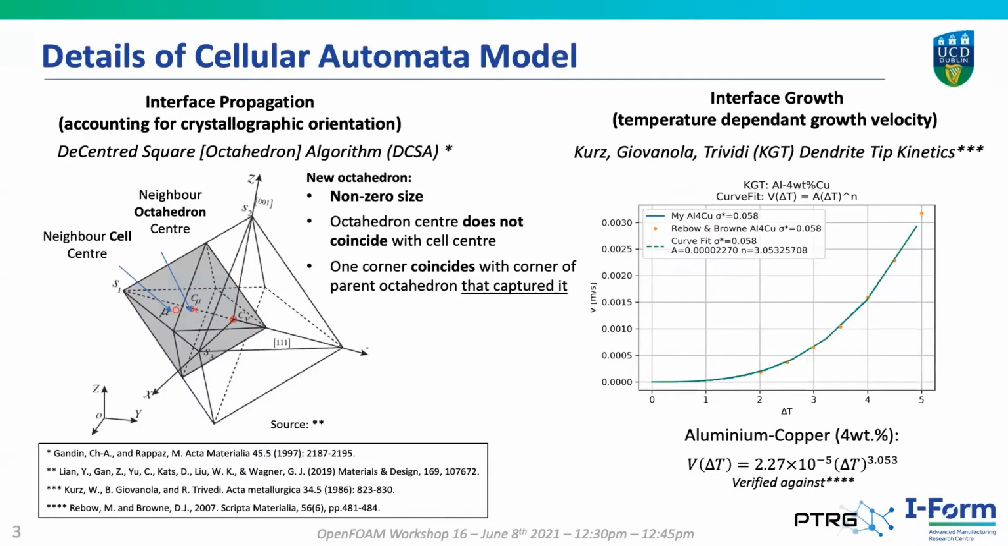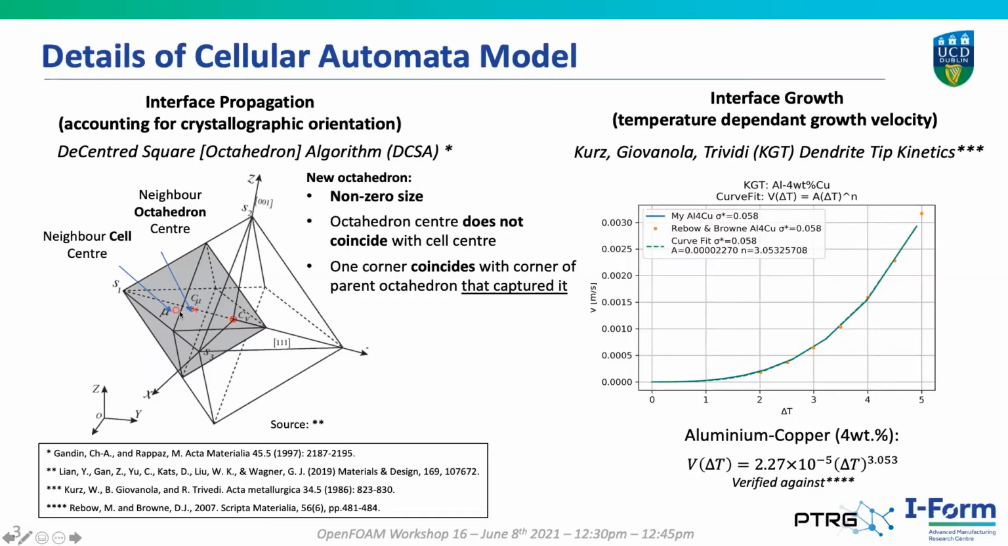My model is based on the classic decentered square algorithm developed by Gandin and Rappaz in the 1990s. It takes advantage of the fact that cubic crystals grow approximately as squares in 2D or octahedra in 3D. And so each interface cell has an octahedron associated with it. This will grow due to the undercooling, and once it engulfs a neighboring cell center, it switches this cell to interface and initiates a new octahedron. The center of the octahedron typically doesn't coincide with the cell center, and the starting length is non-zero. The size and center of the octahedron is determined by the specifics of the algorithm, but one corner of the octahedron coincides with the corner which captured it.